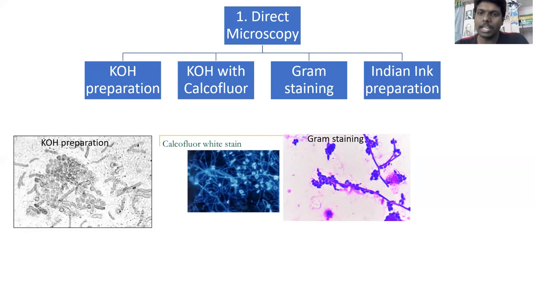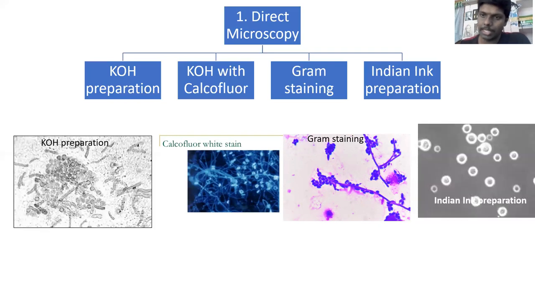And finally, there is the Indian ink preparation. What is the Indian ink preparation? It is also called a negative stain. It will stain the background of the sample rather than the sample. Usually stains will stain the sample, right? Here we have a specific fungus called Cryptococcus neoformans, which has a polysaccharide capsule. This polysaccharide capsule won't allow any dye to penetrate. So what we do is stain the background. By staining the background, we can see the fungal cells.